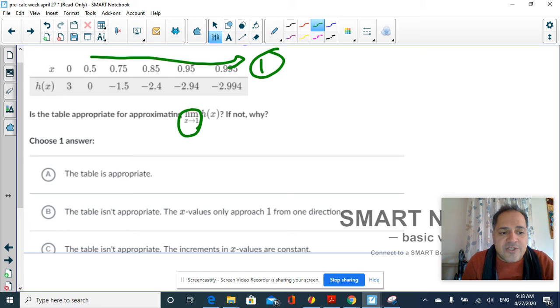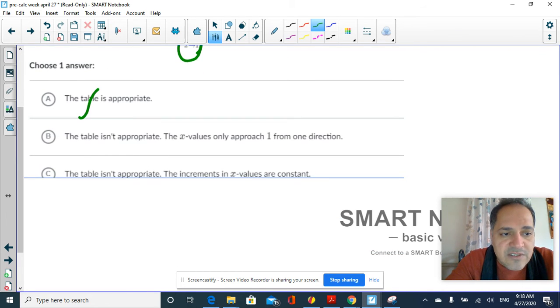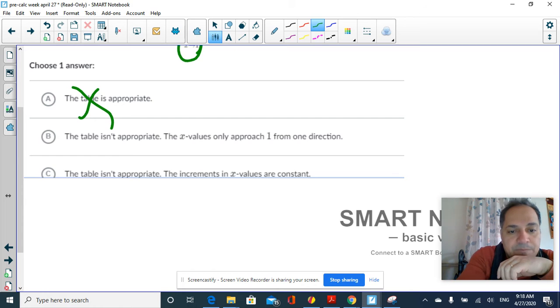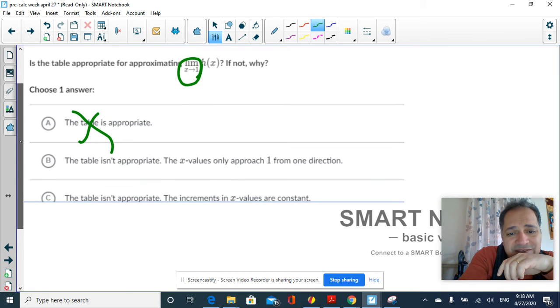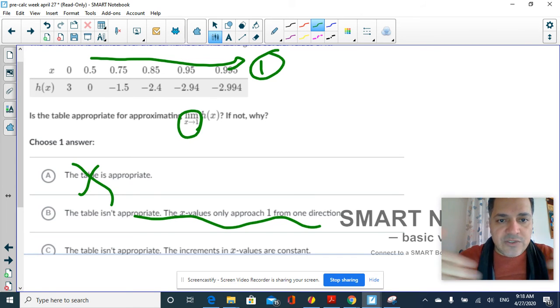Okay? So, if you look here, we have two options. The table is appropriate. This is not correct. The table is inappropriate because the x value only approaches 1 from one direction. The table isn't appropriate because the increments in x value are constant. Which one is correct? The first, because it's only from one direction, not from both directions. If you want to find the limit of any function, you have to find it from left and right, and both approaching the same value for the function itself.